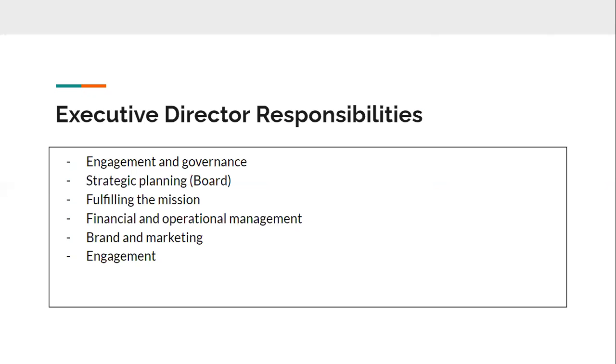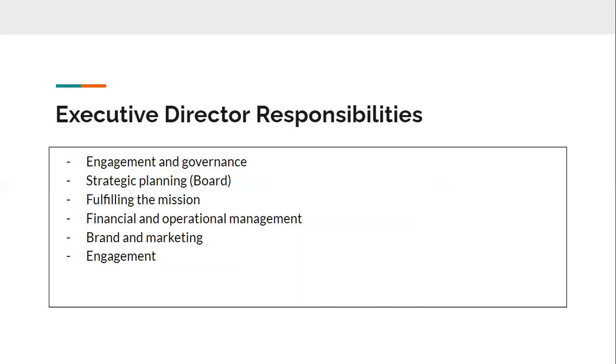Next is financial and operational management. They need to make sure nothing unethical is going on because it could wreck a nonprofit. It could destroy trust they've built with many partners and people within the organization and the community. Next is brand and marketing. It's important to build a strong brand, and to market that brand, you need people to know what you're doing and how you're doing it, and that will gain support. And then lastly is engagement. You need community engagement in order to get the most out of the organization. If you build strong engagement with everyone in the community and in the organization, everything will work.